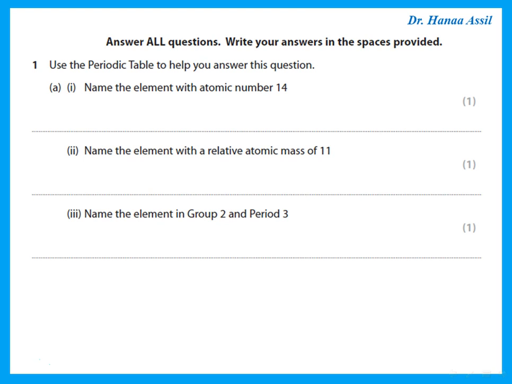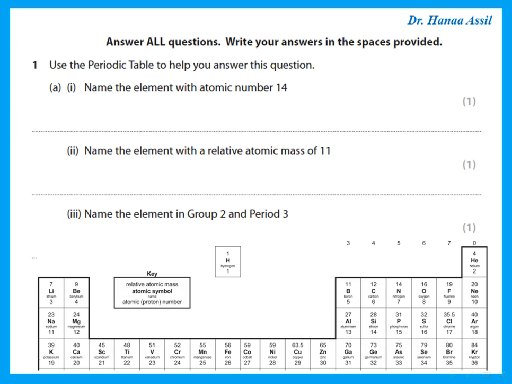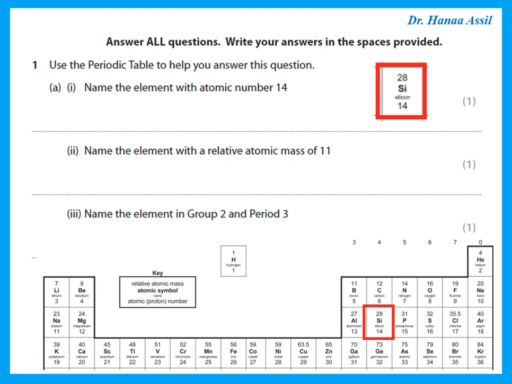So this was the first question, and he says using the periodic table, and you know that you will have a copy of the periodic table in front of you. Name the element with atomic number 14. Now, which element has atomic number 14? I'm going to remind you that atomic number is the small number. So which one has a small number 14? That is silicon.